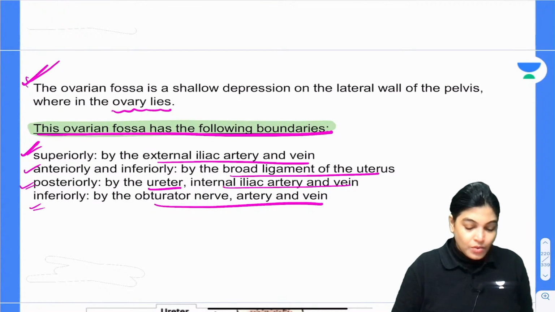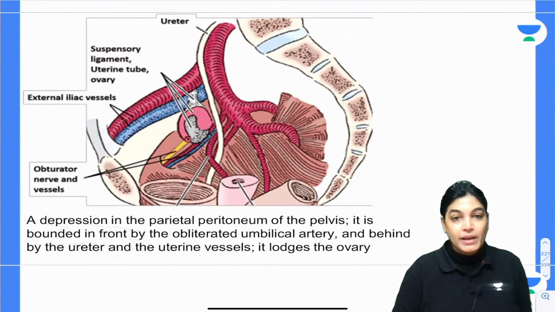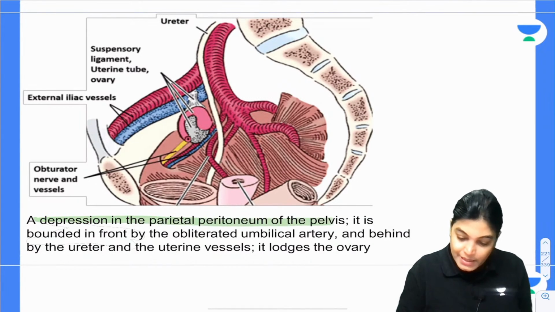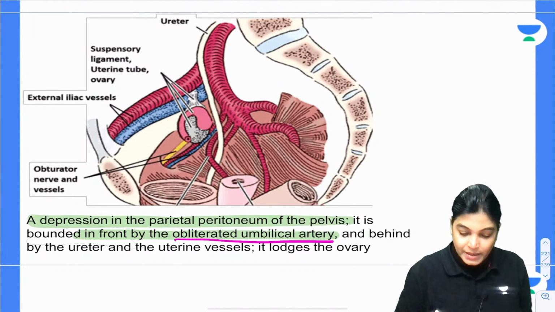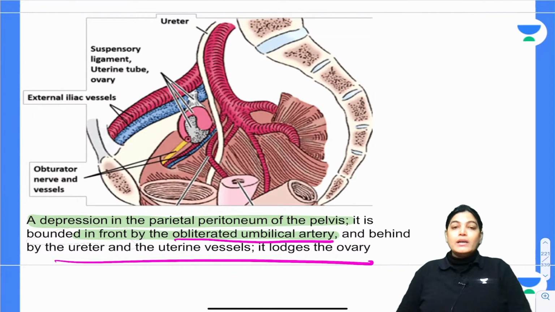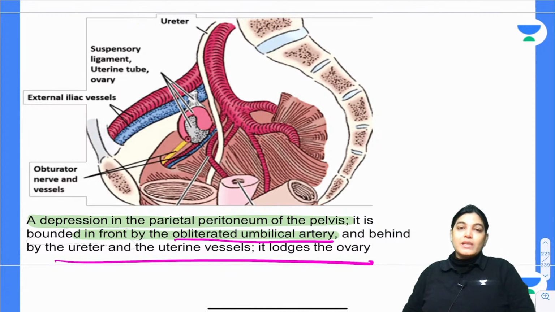Now, one of the options was the obliterated umbilical artery. I just want to tell you that the obliterated umbilical artery crosses the ovarian fossa anteriorly. As we know, it is a depression in the lateral pelvic wall, parietal peritoneum, and it is bounded in front, or anteriorly, both words are similar, by the obliterated umbilical artery. And we already know the ureter and uterine vessels all lie in relation. So I will show you this diagram to help you understand the boundaries of the ovarian fossa.